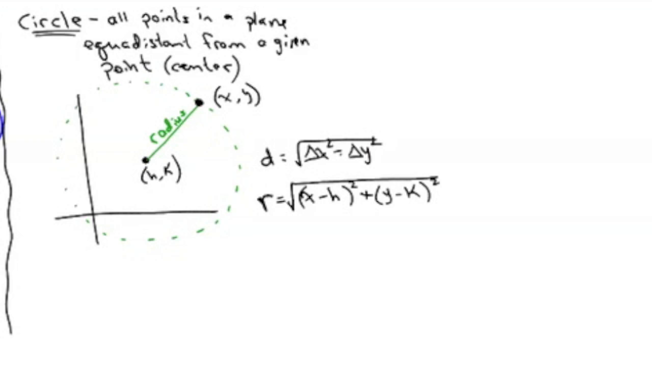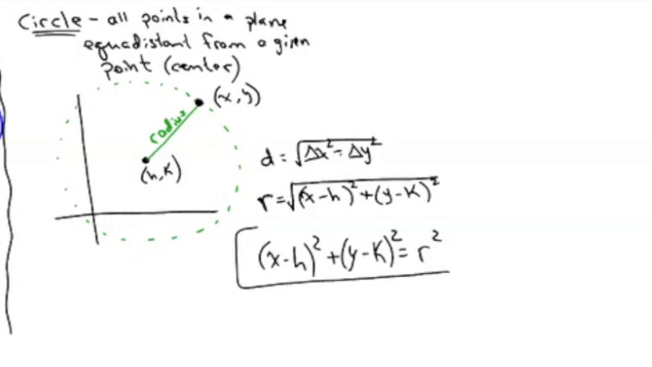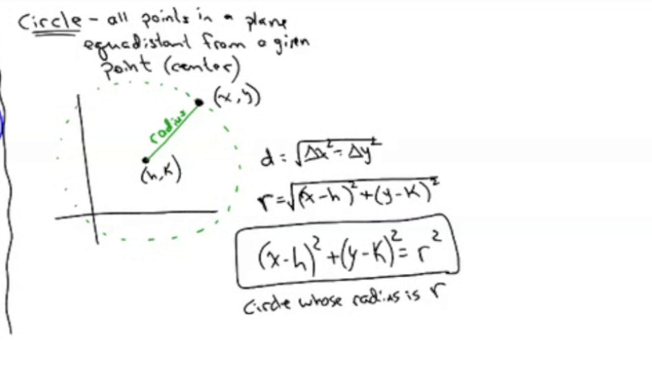I don't like that formula already because it has a square root in it. So I'm going to get rid of the square root. I'm going to switch sides. And I'm going to declare that this is the equation of a circle. This is a circle whose radius is r and center is h comma k. Wow, that's easy, isn't it?